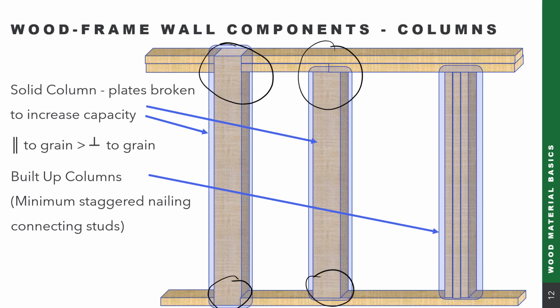And then we also have built-up columns, which are shown here, where we'll take multiple 2x materials and bring them together to form a stud. One of the nice things about doing this type of construction is that if you're already ordering material for your studs and plates, you can use that same material to create columns. And there are some minimum staggered nailing requirements when you connect those studs together.